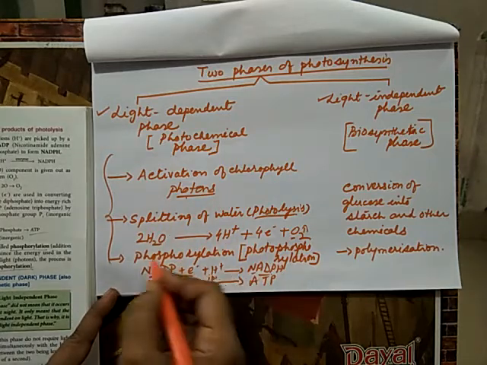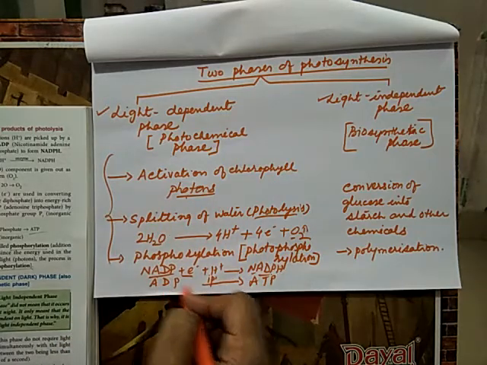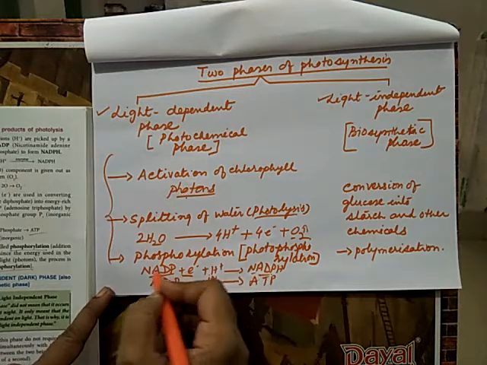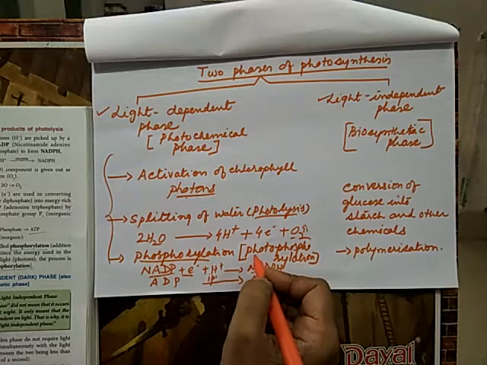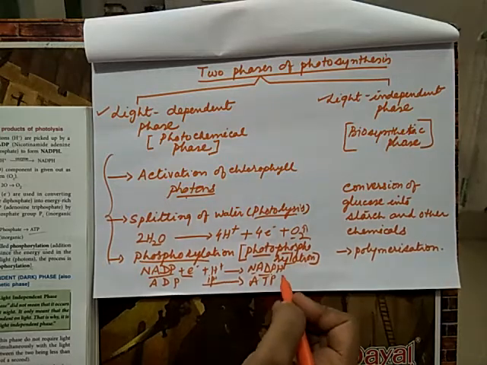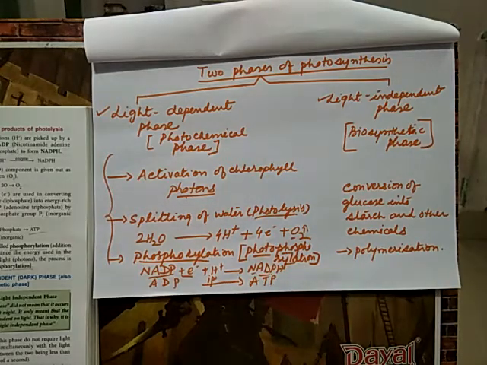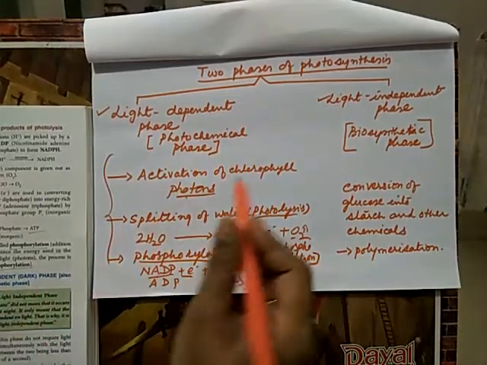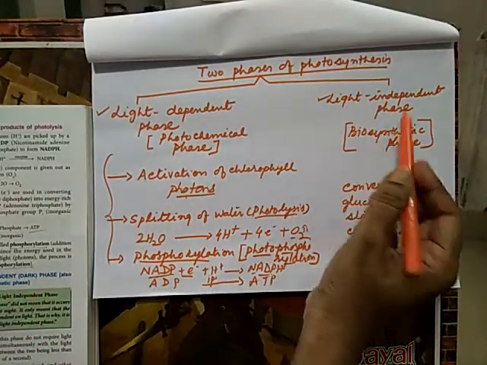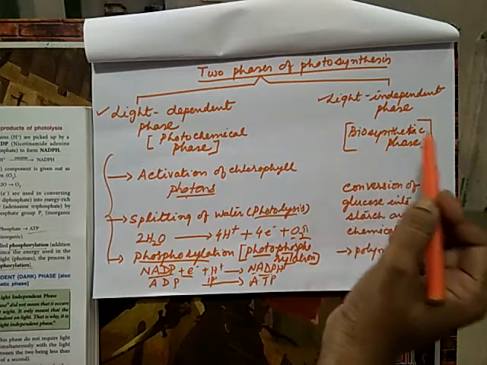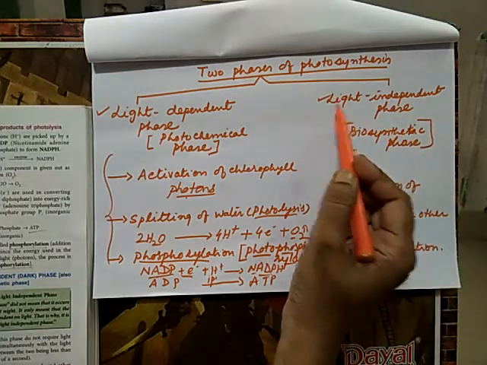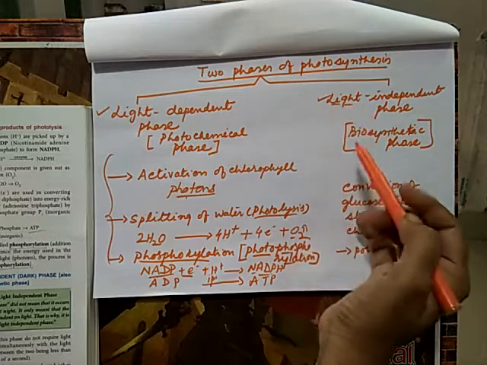Now, which conversion is there? ADP to ATP. This particular conversion is known as phosphorylation, and if it is using light energy, then it is known as photophosphorylation. The second phase is known as the light independent phase. In this phase it doesn't require any light, so it can follow this process independently.